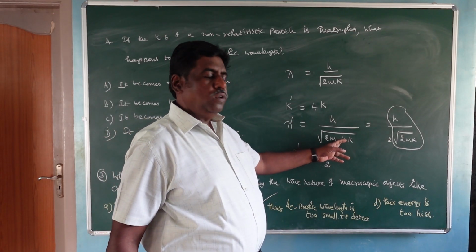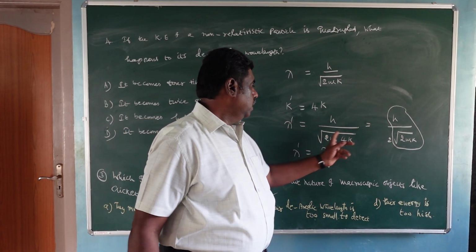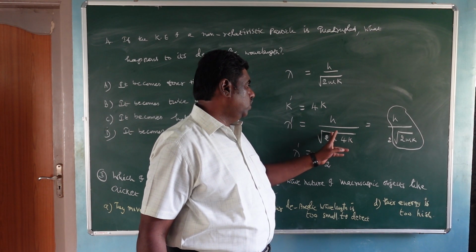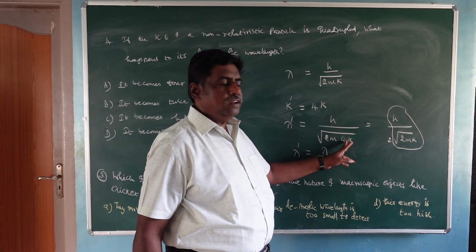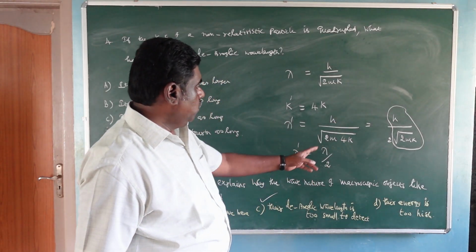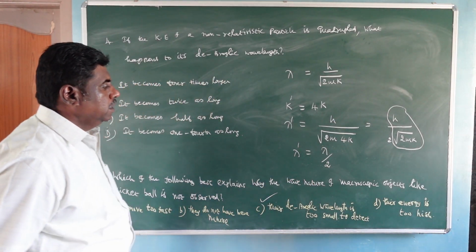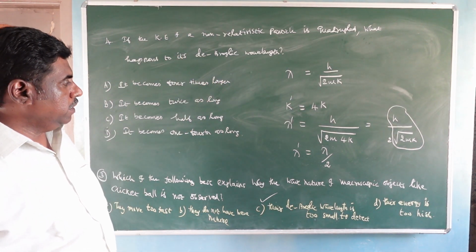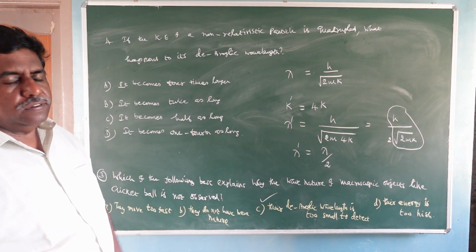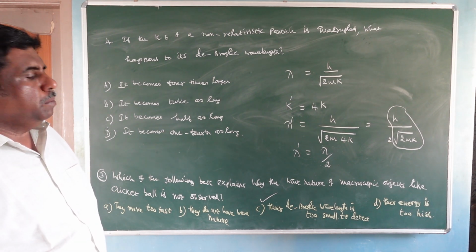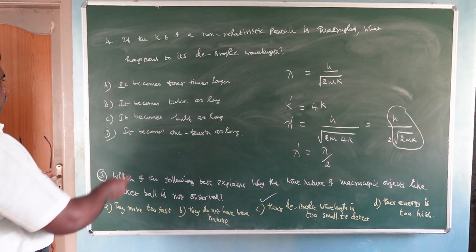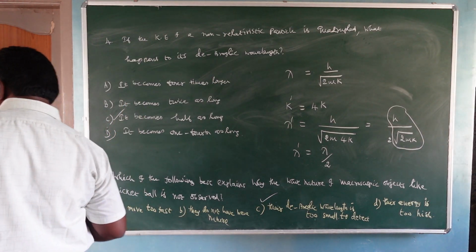You may take this 4 outside as 2. The rest of the things are present as 2m into K inside the root. h divided by root of 2mK is our lambda. Therefore lambda dash is equal to lambda by 2. If the kinetic energy is fourfold, then the wavelength is reduced to half. Therefore option C is correct.